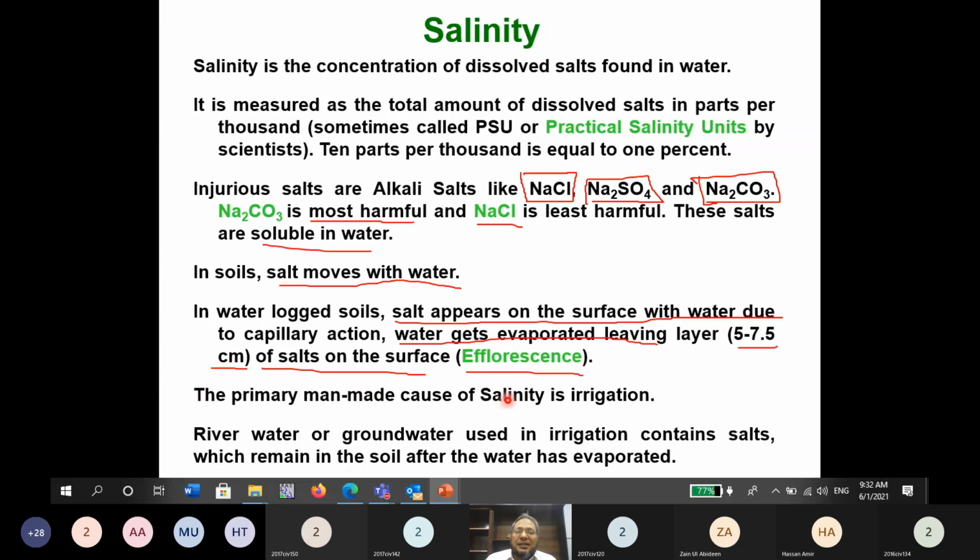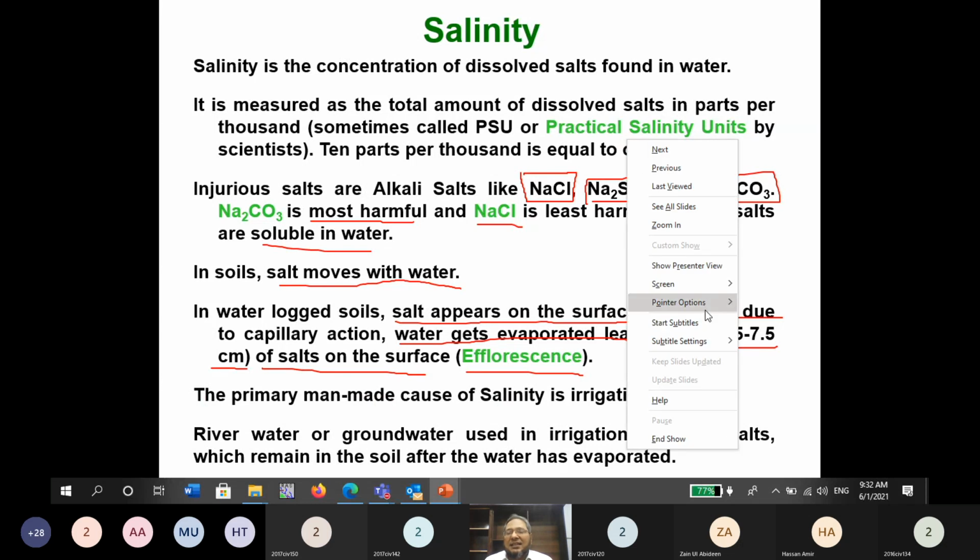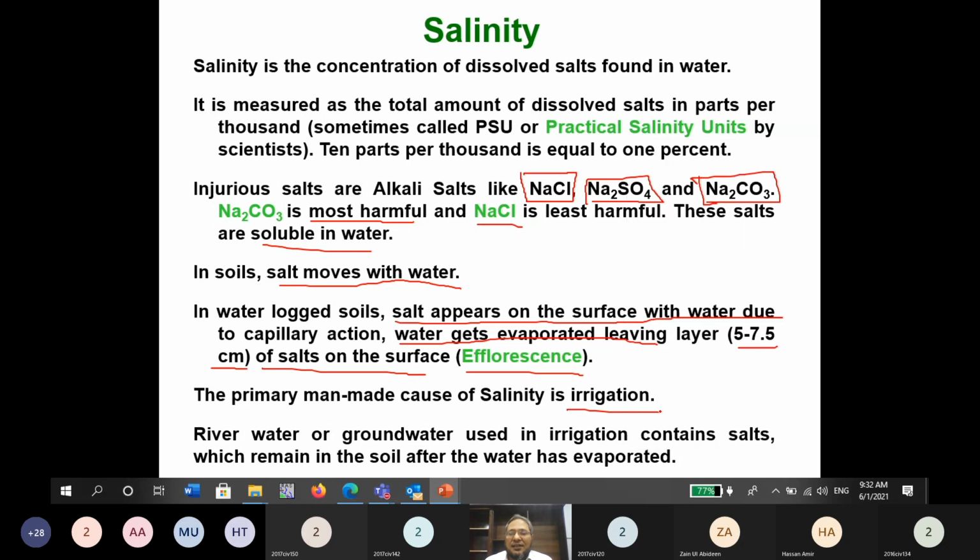What is the primary man-made cause of salinity? Salinity का cause क्या है? क्यों होती है salinity? क्यों जी? क्या वजह है? Over irrigation. बहुत ज़्यादा पानी लगाएंगे तो waterlogging होगी, waterlogging होगी तो फिर salinity होगी.